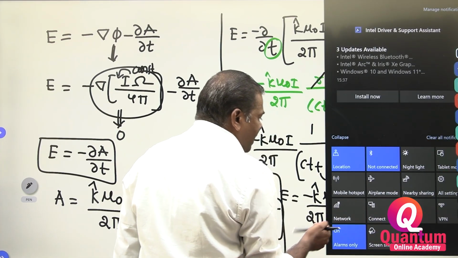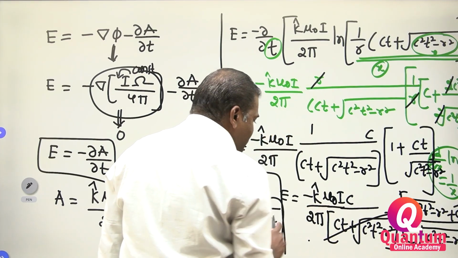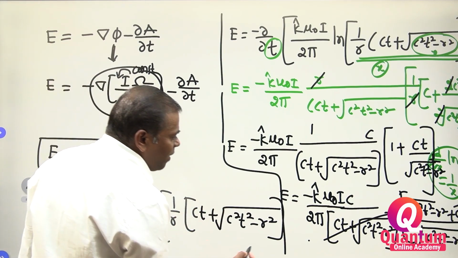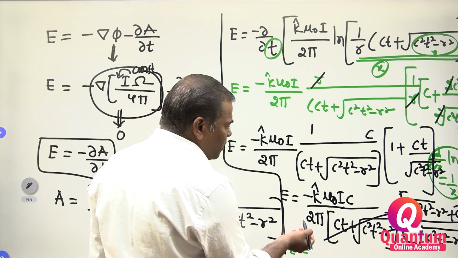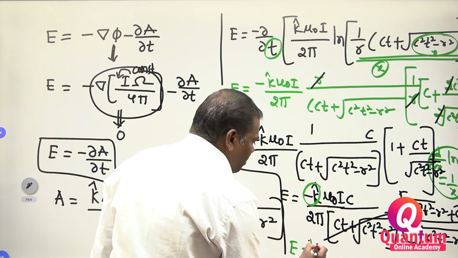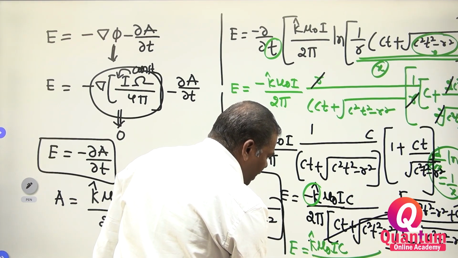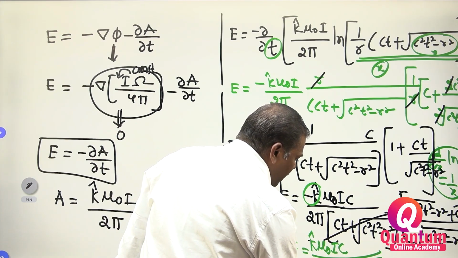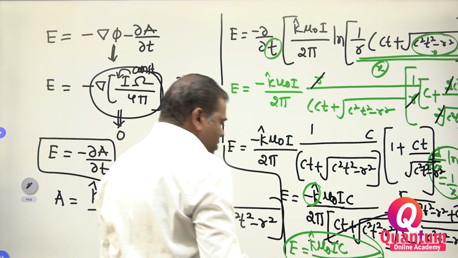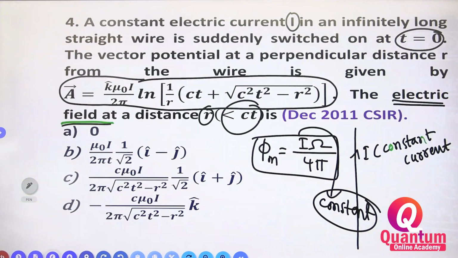Now this one get cancelled. You have to take it as this one and this one get cancelled. The rest of the thing you have to write, that is the E value. Therefore, E is equal to minus k cap mu naught IC divided by 2 phi into square root of c square t square minus r square. This is your answer. Now once you have to check whether this answer is there or not.